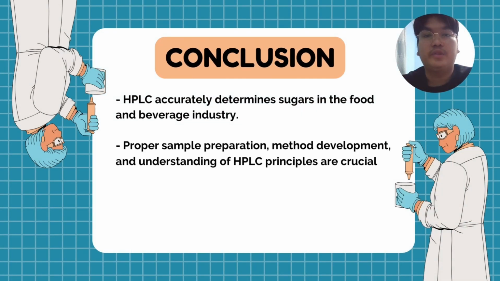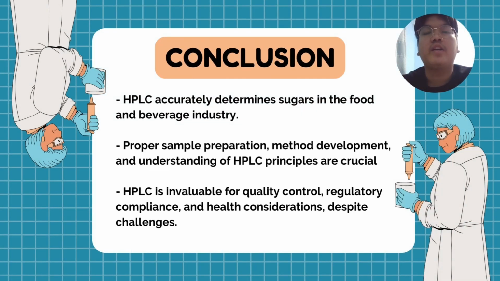HPLC is an essential tool for the accurate determination of sugar in the food and beverage industry. Proper sample preparation, method development, and understanding of HPLC principles are crucial. Despite challenges, HPLC applications in quality control, regulatory compliance, and health consideration make it invaluable.